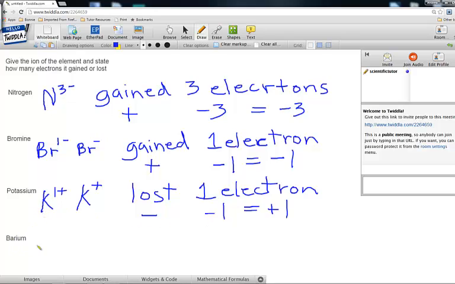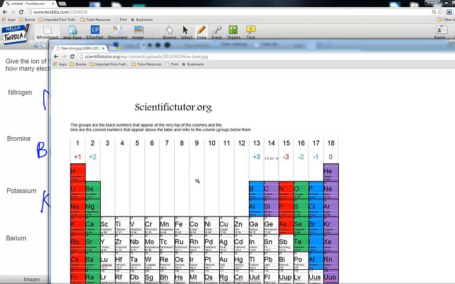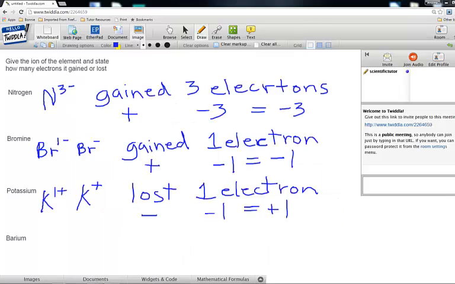The last element here is barium. Barium on the ion periodic table, Ba, and it's in the +2 column, or the second column. Therefore, we can represent barium as Ba2+.